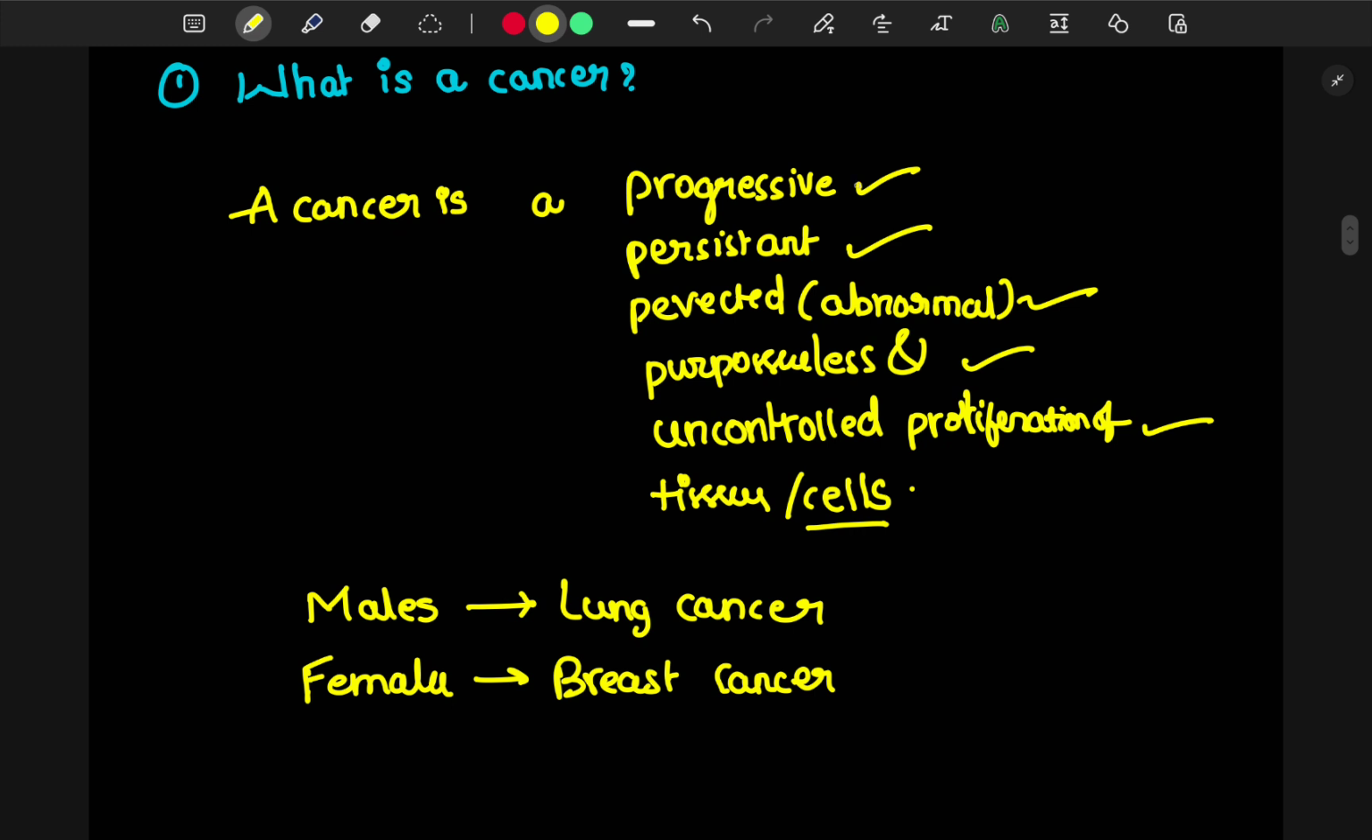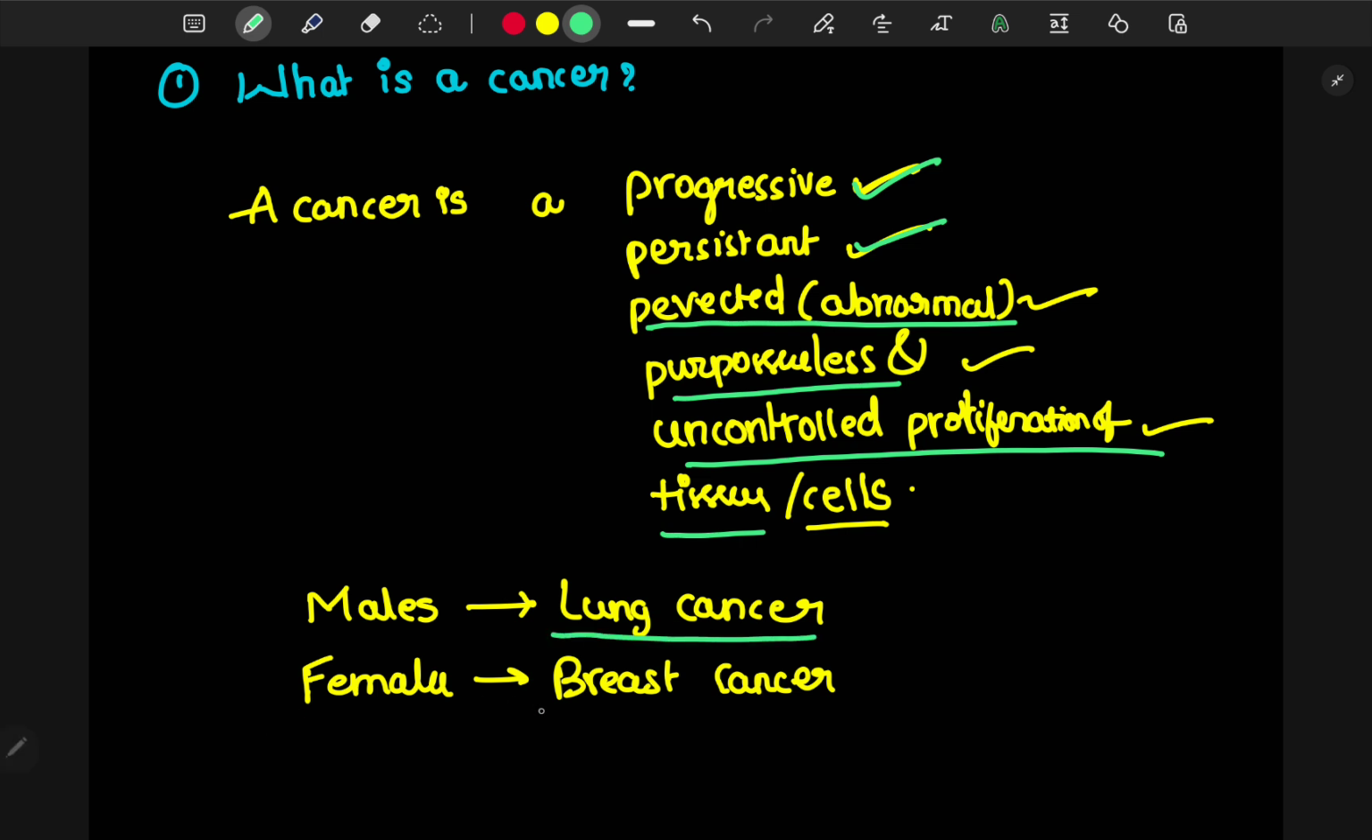A cancer is a progressive, persistent, perverted, means abnormal, purposeless, uncontrolled proliferation of tissue cells. That means uncontrolled division of the cells due to the mutations occurred in the cell DNA. This forms the tumor. In males, the lung cancer is prominent, and in females, breast cancer is prominent.